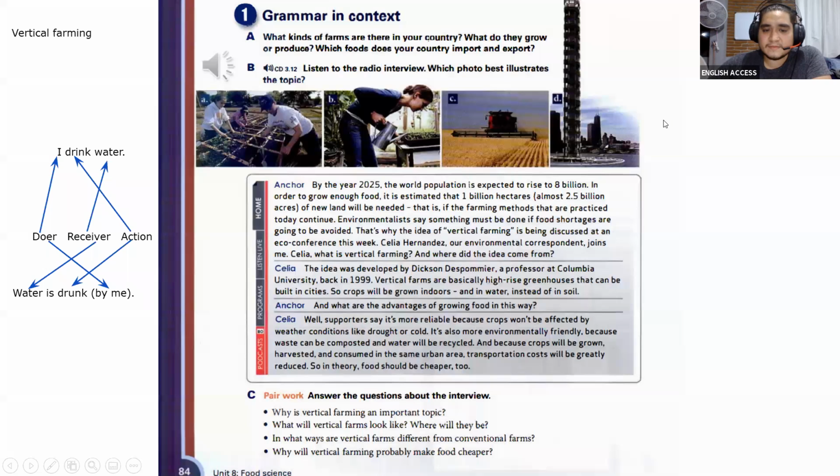And what are the advantages of growing food in this way? Well, supporters say it's more reliable because crops won't be affected by weather conditions like drought or cold. It's also more environmentally friendly because waste can be composted and water will be recycled. And because crops will be grown, harvested, and consumed in the same urban area, transportation costs will be greatly reduced. So in theory, food should be cheaper too.